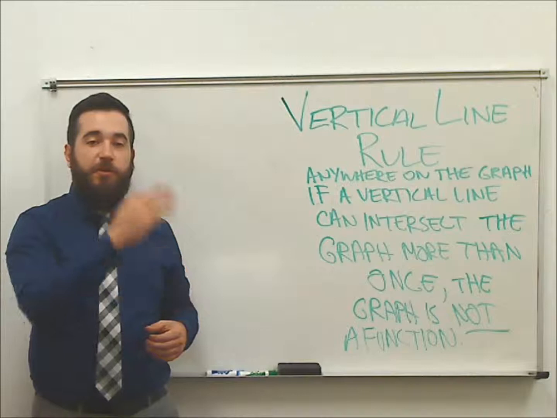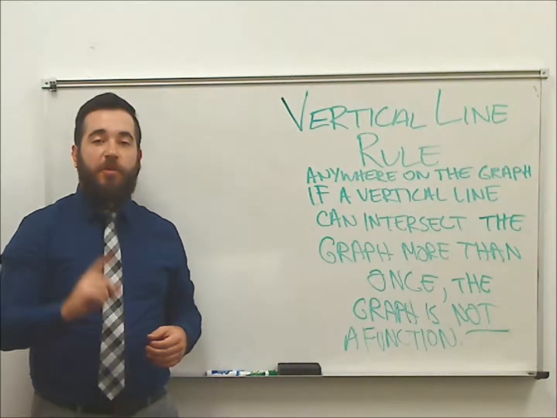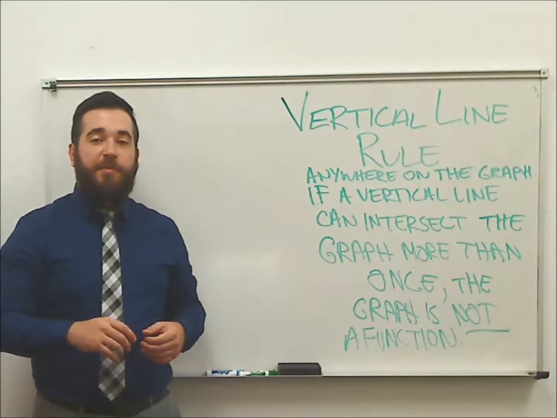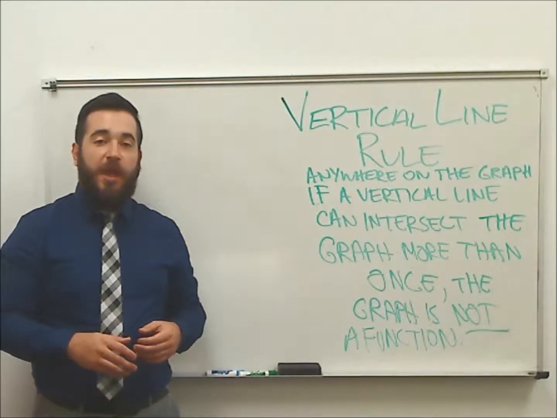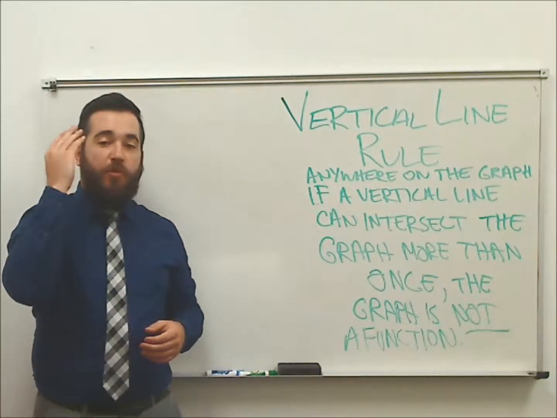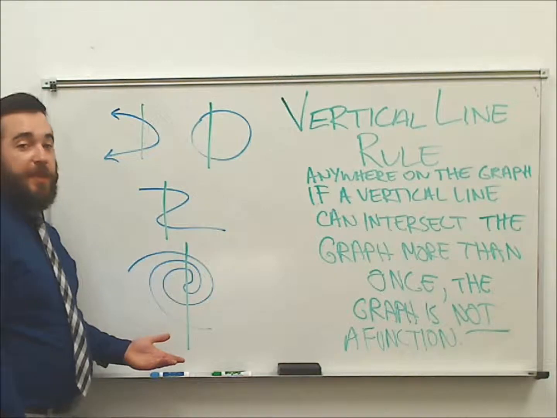See if you can draw a vertical line anywhere where it hits the graph more than once. If you can't find a spot, then it's the graph of a function. However, if that vertical line hits more than once, like this, then your graph is not the graph of a function.